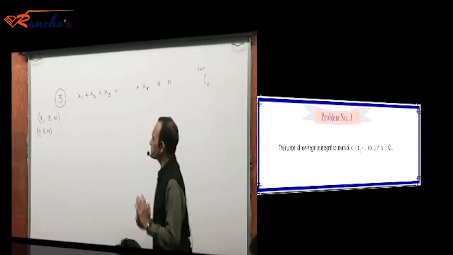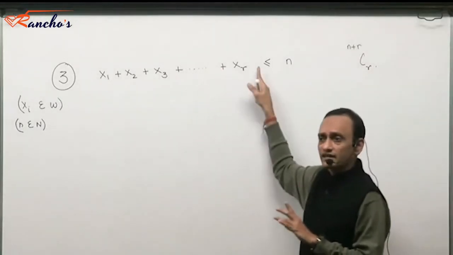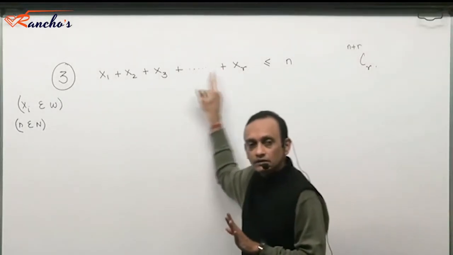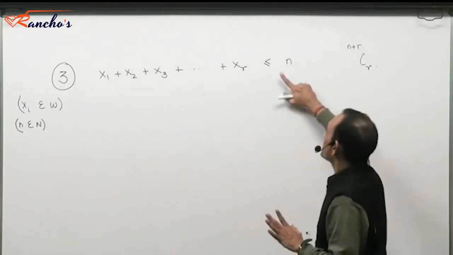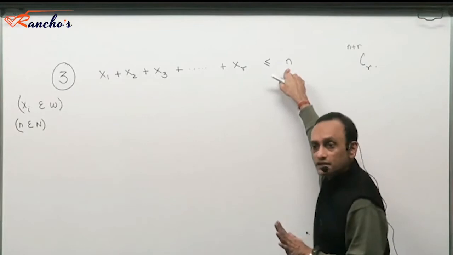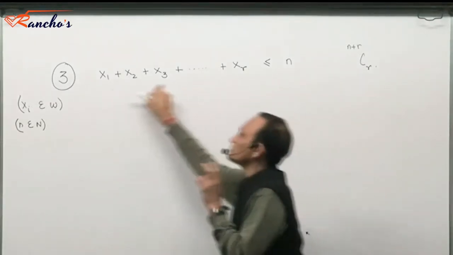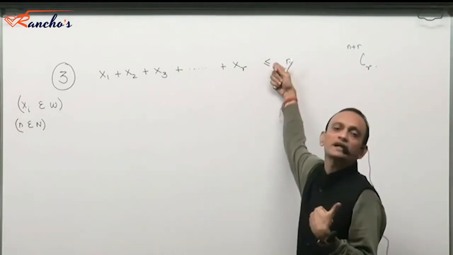So the next situation is about these whole numbers x1, x2, x3, ..., xr, and they are such that their sum does not exceed n, a natural number. The question is, how many sets of these xi's can be obtained satisfying this condition?